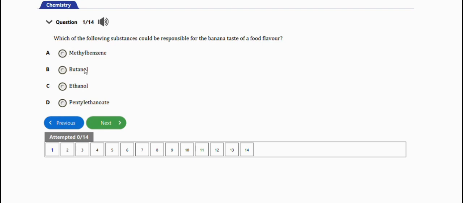We have methylbenzene, butanol, ethanol, and pentyl ethanoate. So basically, to be an ester, it is option D. Okay, the next question says, what is the major product formed when this ethanol reacts with this? The product will give us ethyl ethanoate. So the right answer would be option A. To pronounce this, it is ethyl ethanoate.